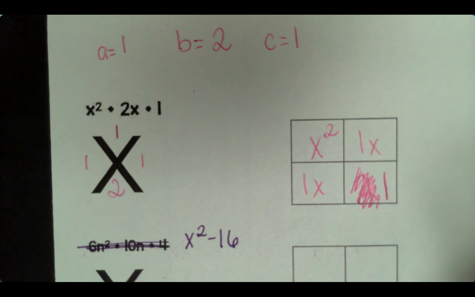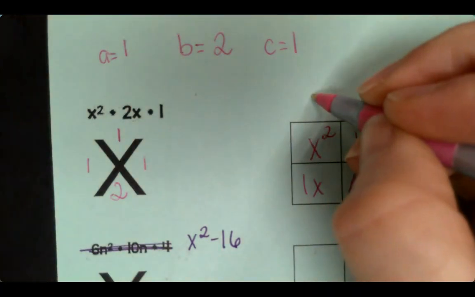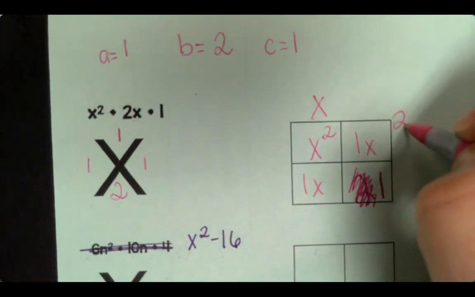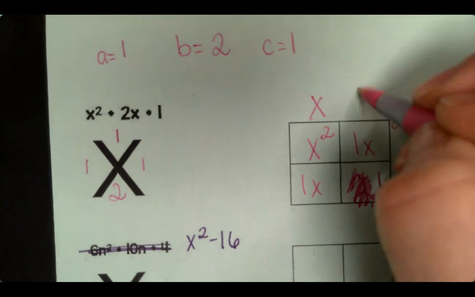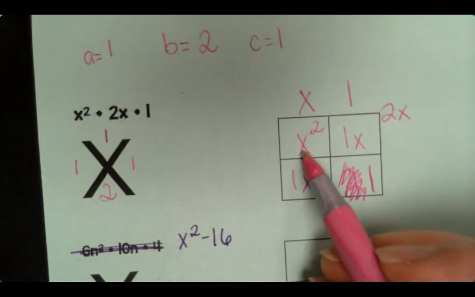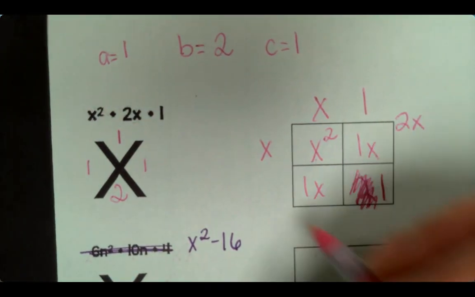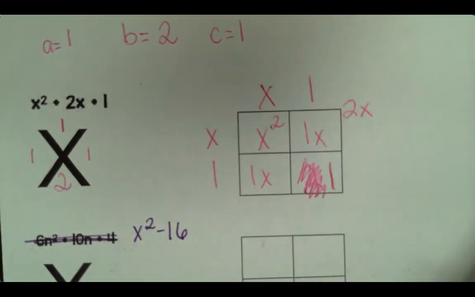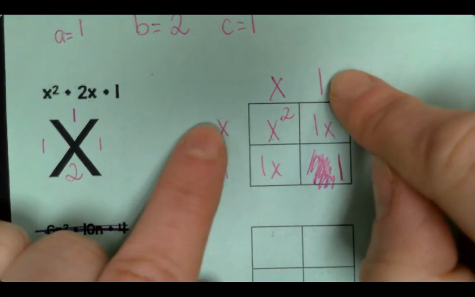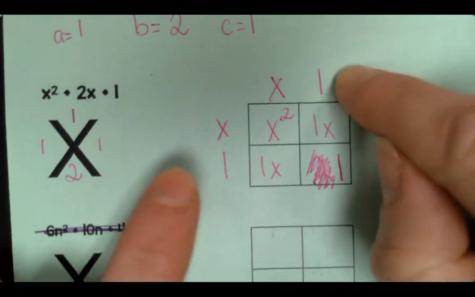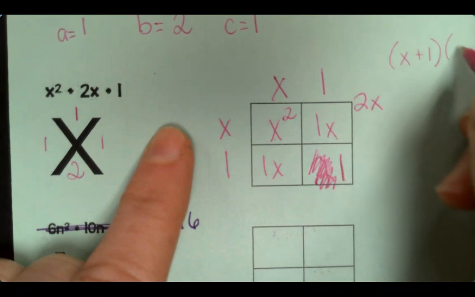Okay, so now we factor the columns: x squared and 1x, just an x, and 1x and 1. And you can always double check it by looking at x times x is x squared. 1 times x is 1x. x times 1 is 1x. 1 times 1 is 1. So our factors are x plus 1 times x plus 1.